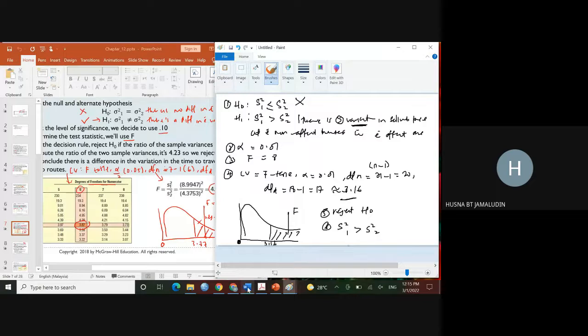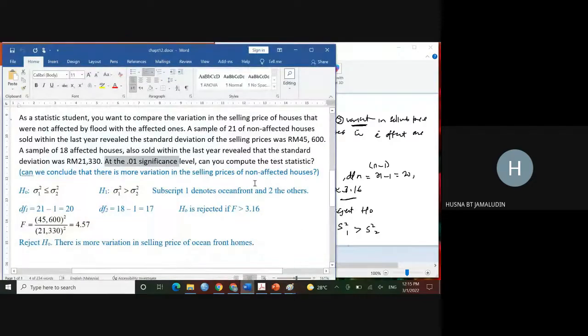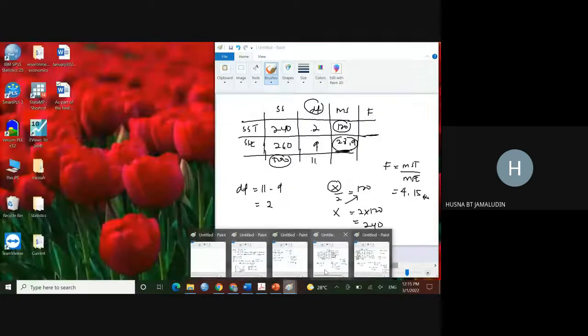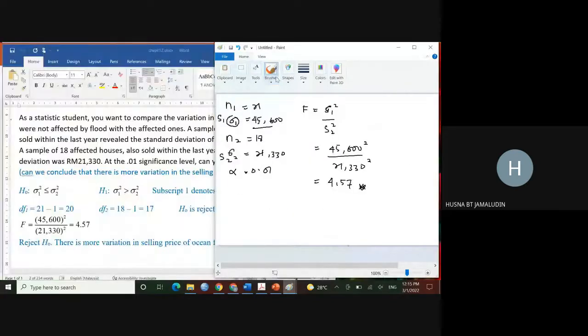No. Okay, cool. So they also asked me, since we have two things here, the one not affected by flood and the affected one, how do we know that? What is the formula for F? Let me put it here. How do we know which one is variance number 1 and which one is variance number 2? Because we have two things here. Can we put it upside down, instead of the non-affected by flood on top and the affected at the bottom, can we put the affected on top and the not affected at the bottom?